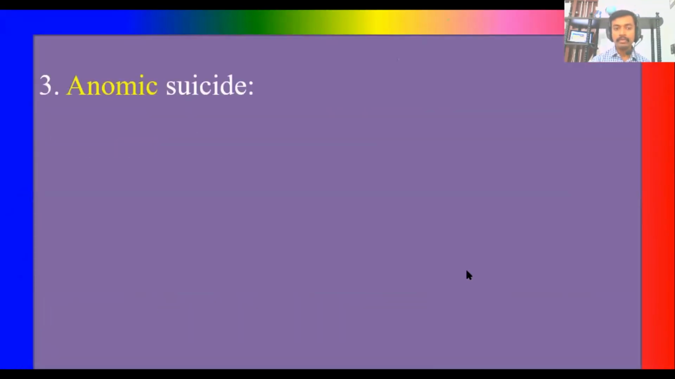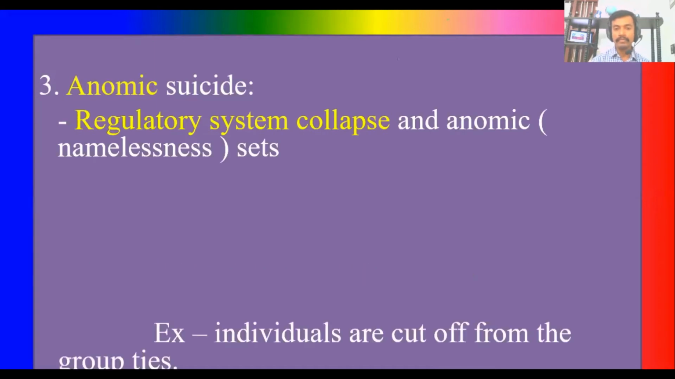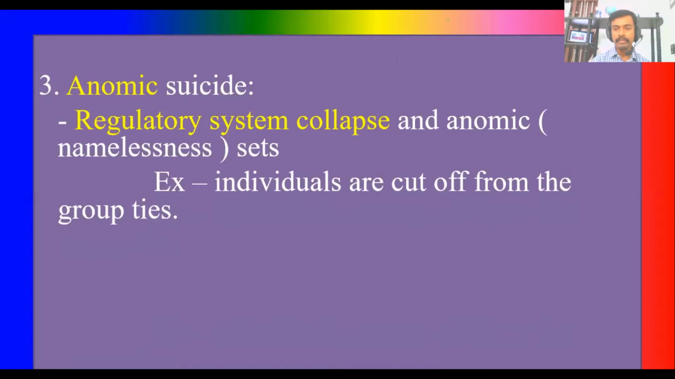Then the third one, anomic suicide. Regulatory system collapse, abnormal. Example, an individual cut off from the group. For example, a group or a religion. A person may be cut off immediately. After that, they feel very bad. There is no regulation and they commit suicide.